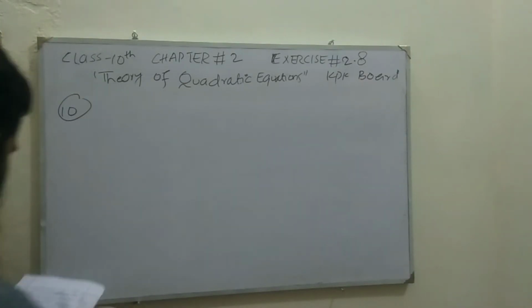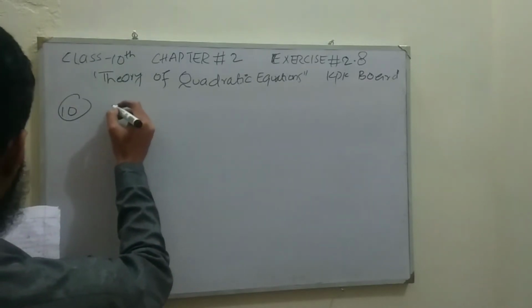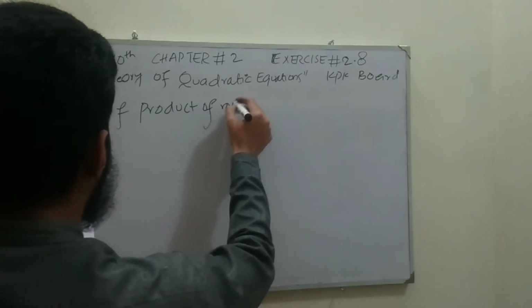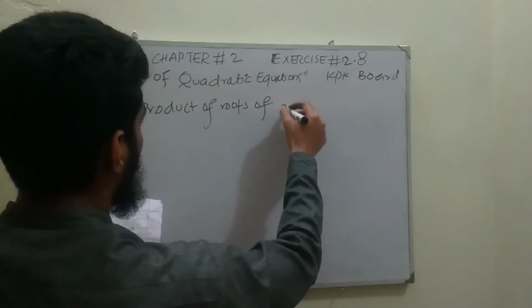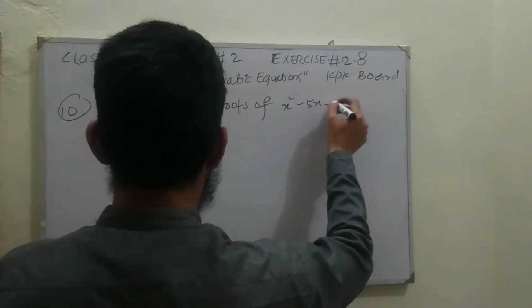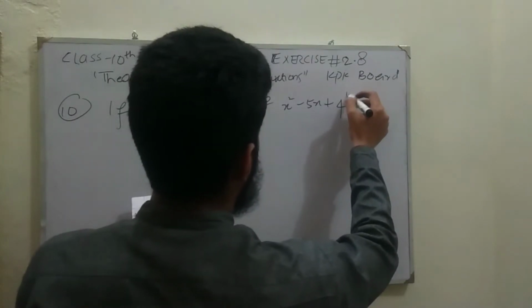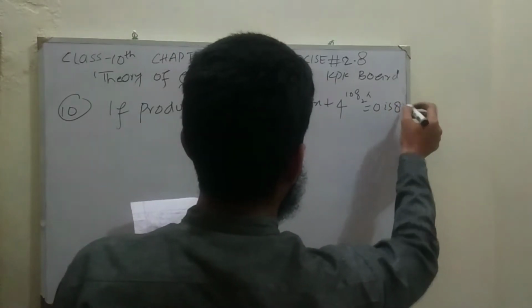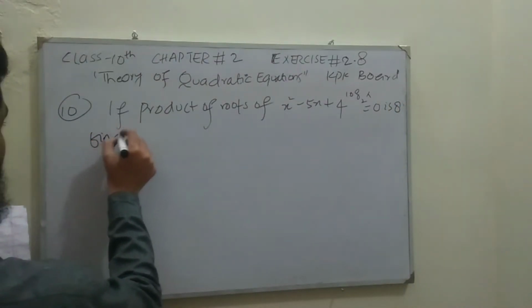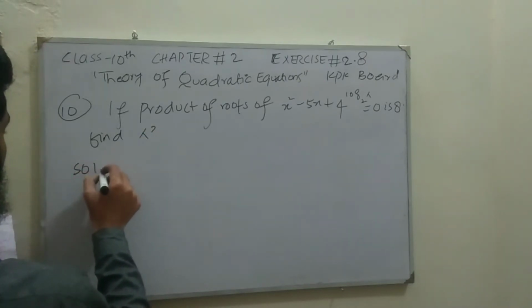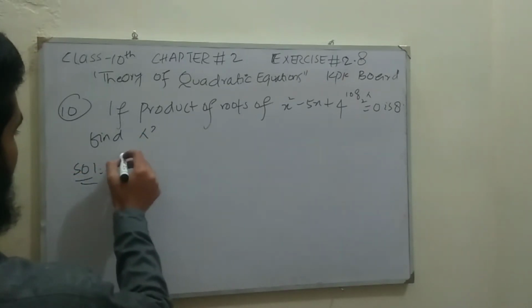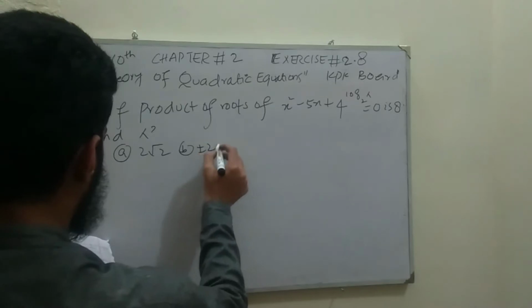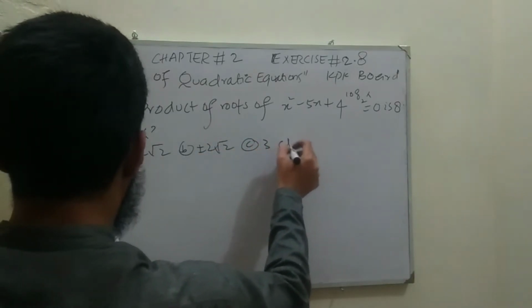Question 10 tells that the product of roots of a quadratic equation x square minus 5x plus 4 power log of lambda to the base 2 is equal to 0 is 8. Find lambda, the unknown value. Solution. Option A is 2 under root 2, option B is plus minus 2 under root 2, option C is 3, and the last option is none.